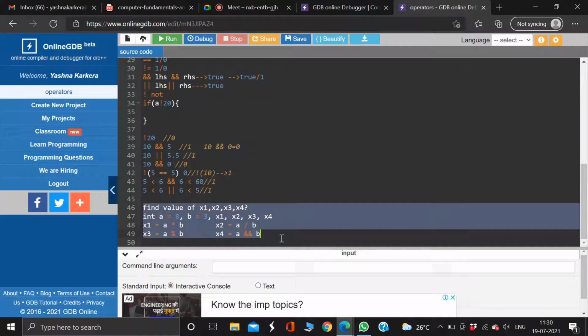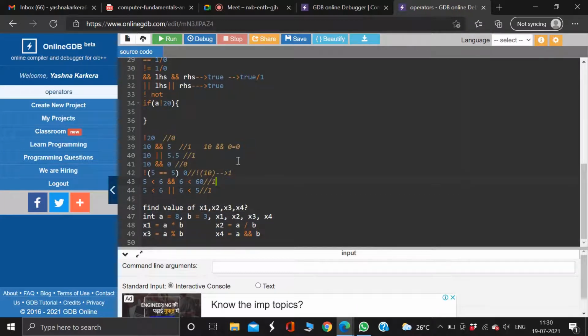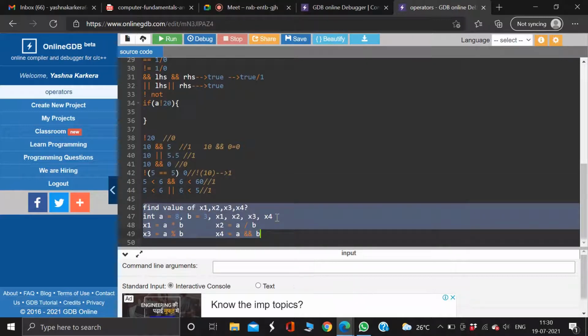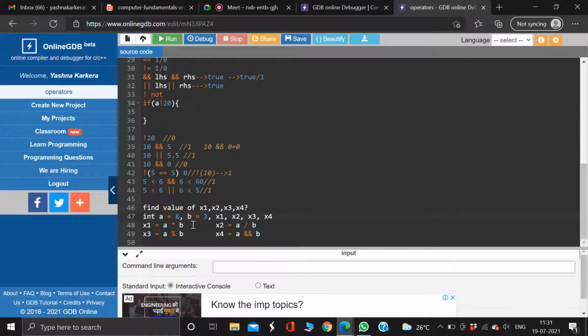Now, this is your work to do. Solve and post the answers in the chat box. No checking in the GDB. Just do it with whatever you know. How many minutes do we have? 1 minute. Remember the data type I have given. Int I have given.